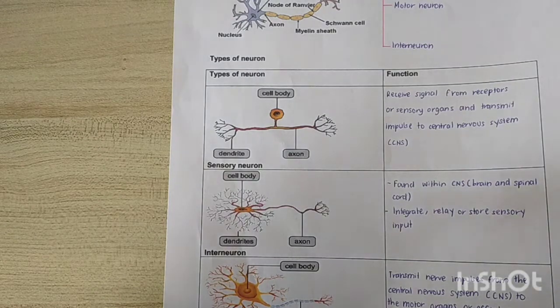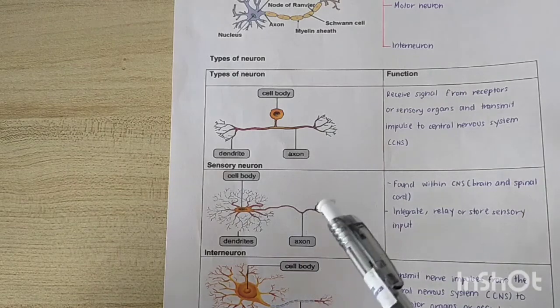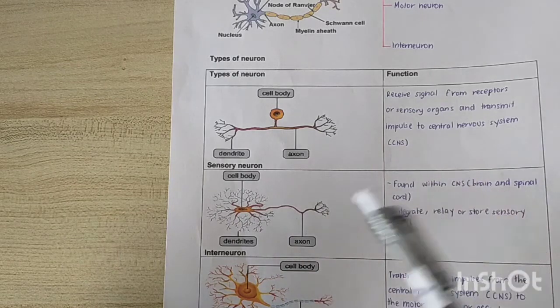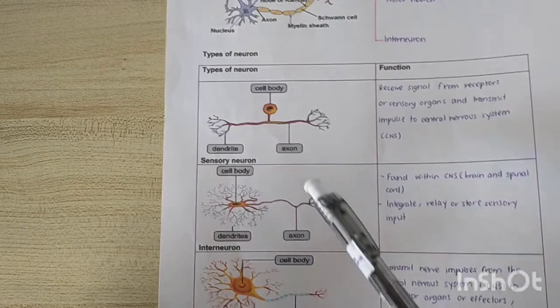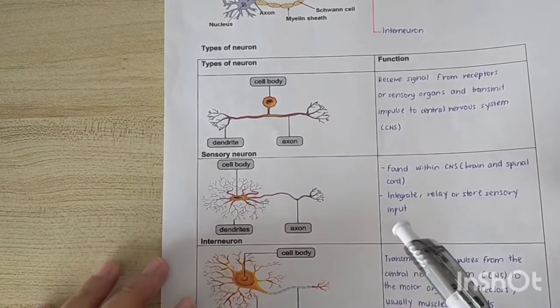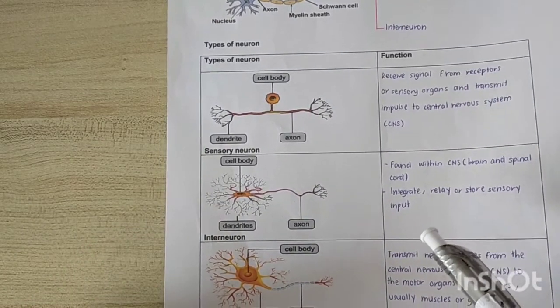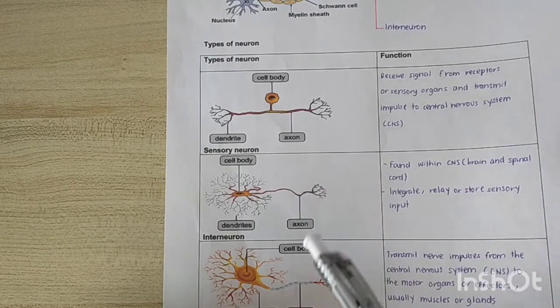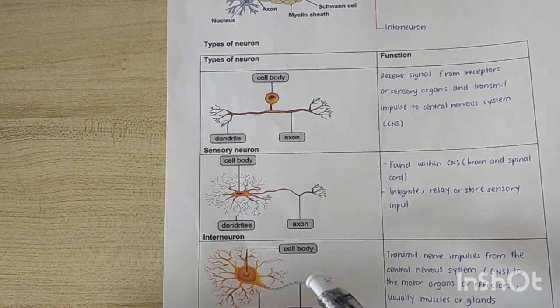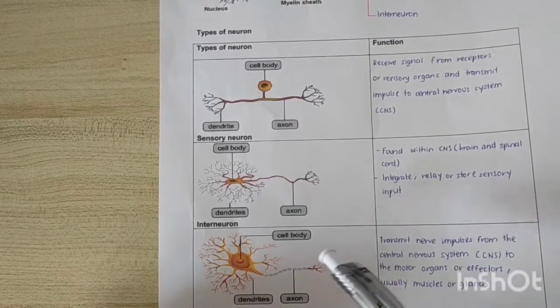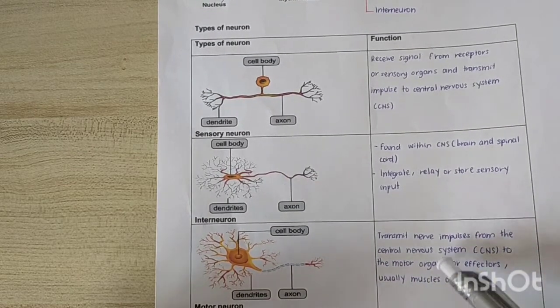pass the signal or it will pass the impulse to the central nervous system. Okay, sebab dekat central nervous system ada interneuron, and then what happen? Interneuron dia akan integrate, okay, relay, and also it will store the sensory input. Lepas tu dia akan transmit that impulse to the motor neuron. Okay, lepas tu motor neuron akan transmit impulse pergi kepada motor organ or effector.